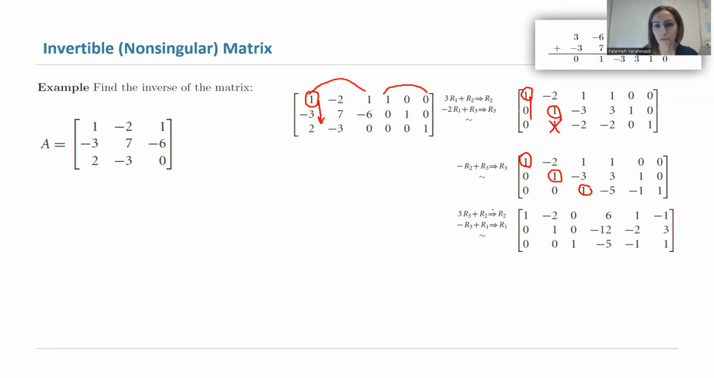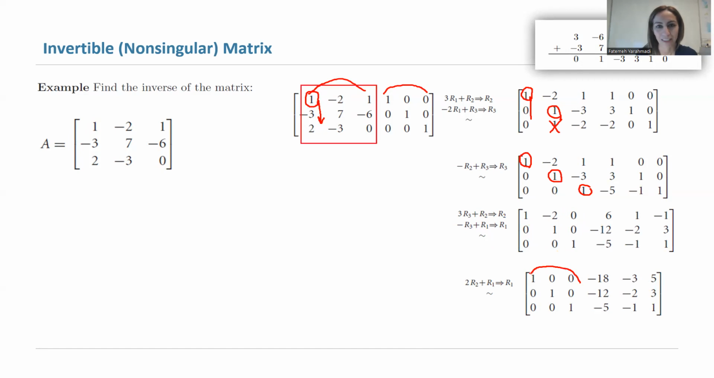So here, we multiply the third row by 3 and add it to the second row. We multiply the third row by -1 and add it to the first row. It gives us this new matrix. Now, 2 times the second row plus the first row makes the original matrix into this identity matrix. So take a look at what happened. We took the original matrix and we converted that into the identity matrix down here.